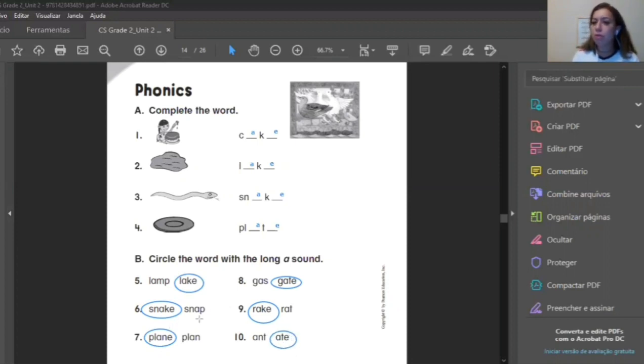Let's repeat the long A sound words again. One more time. Lake. Snake. Plane. Gate. Rake. Eight. Very good.